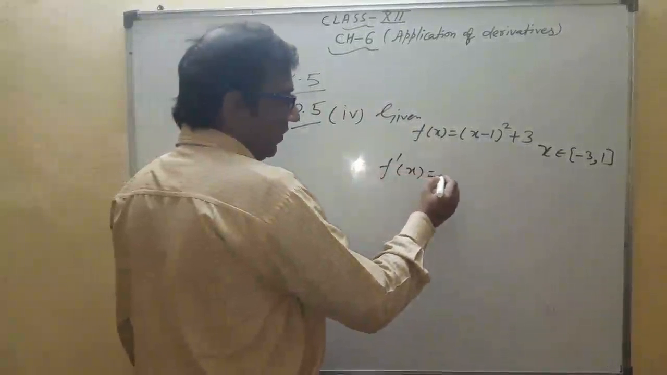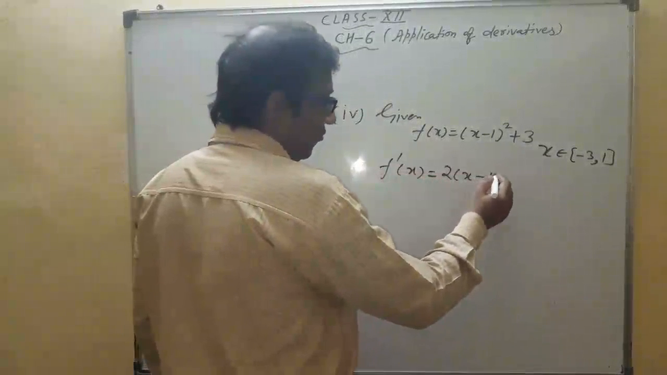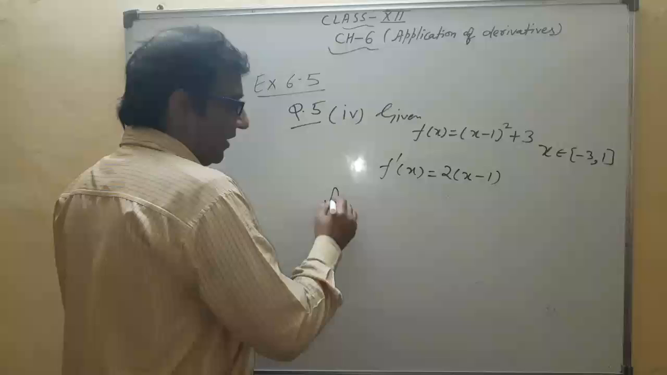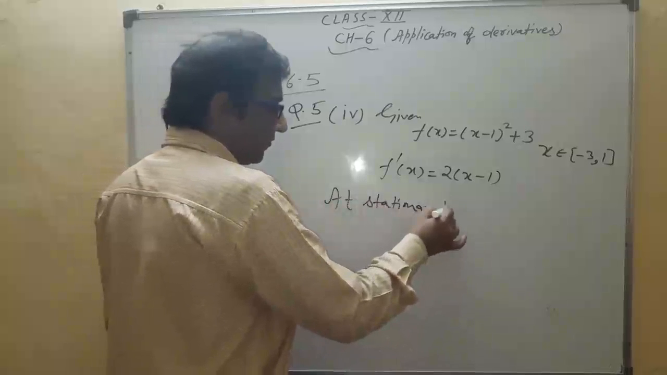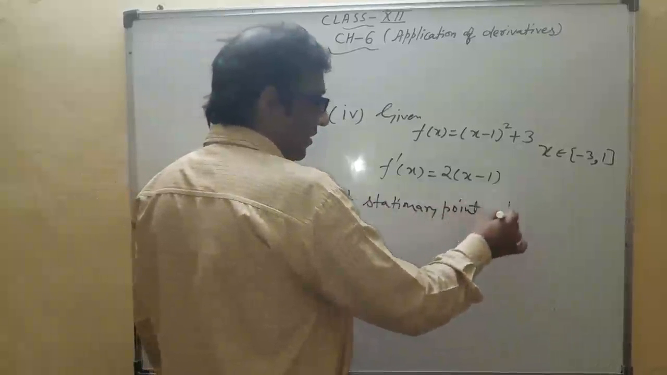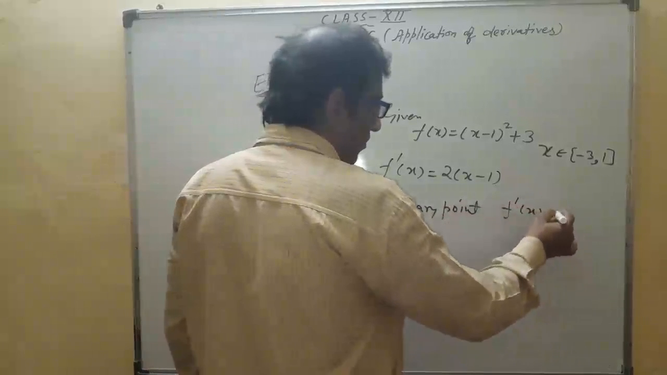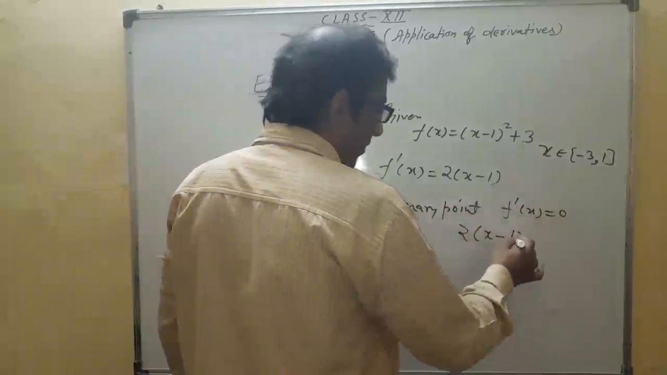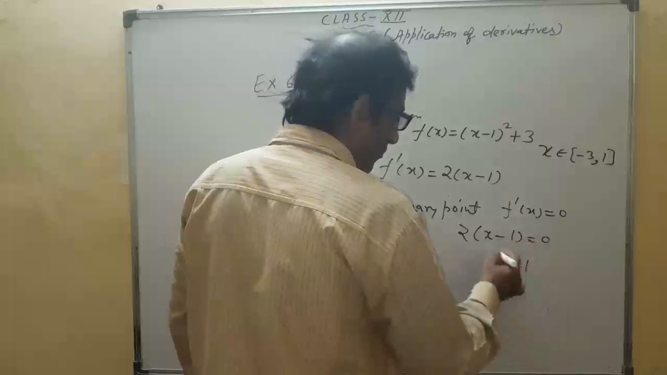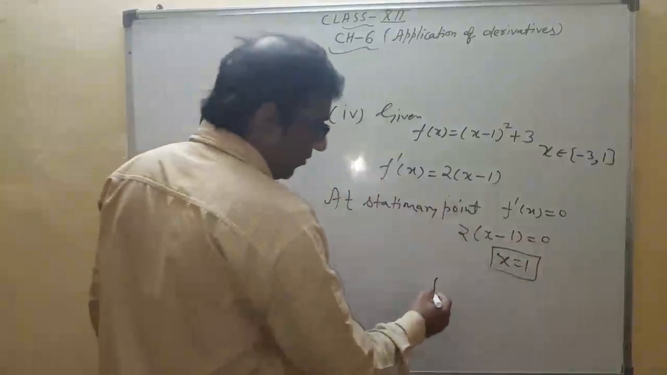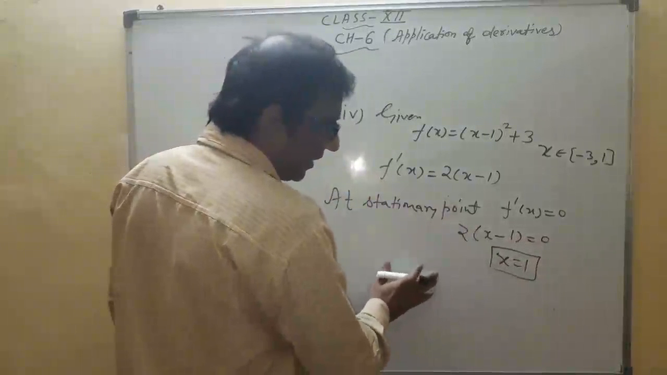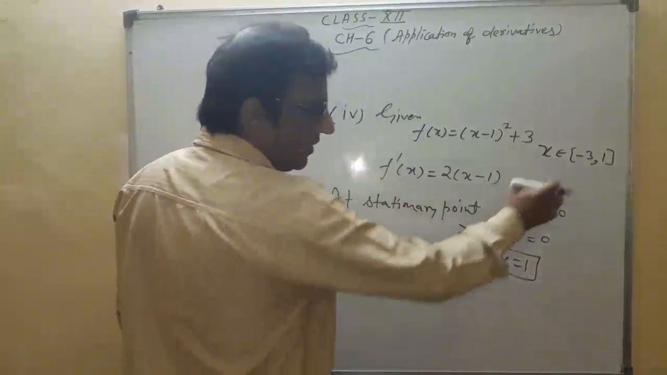First we will do the differentiation. So we will get 2x minus 1. After that we will put f dash x at the stationary point, so f dash x becomes 0. So we can say 2x minus 1 equals 0, so that x equals 1. Right. Then we will continue. So x equals 1 lies in this interval.